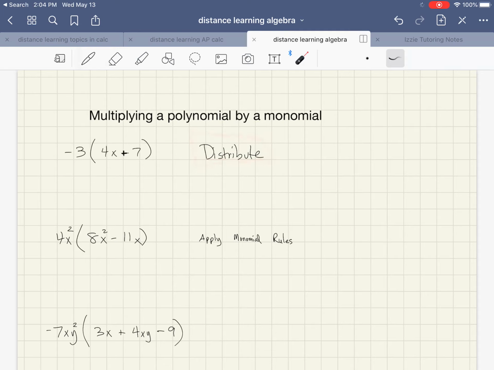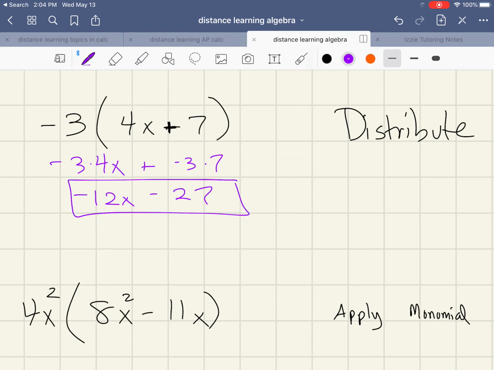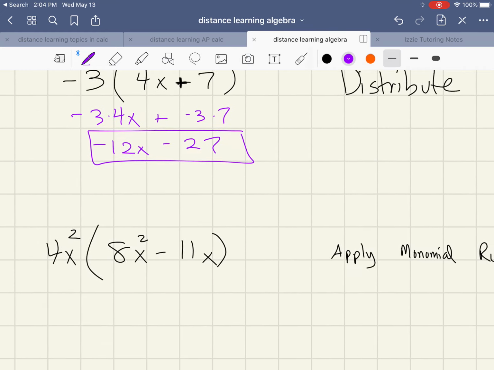So what we're going to do is distribute that -3 to each of the terms of this polynomial. So we're going to do -3 times 4x, and we're going to add -3 times 7. When I multiply -3 times 4x, I get -12x, and when I multiply -3 by 7, I get -21, which changes the addition to subtraction. Done. That's it for example 1. Pretty straightforward, something that you probably already knew how to do. You just didn't realize that this was a monomial times a polynomial.